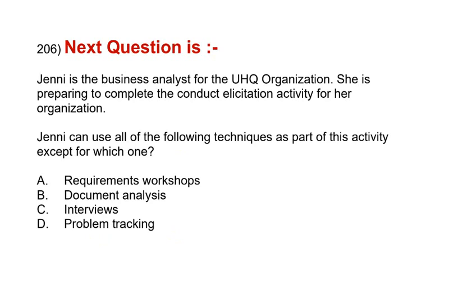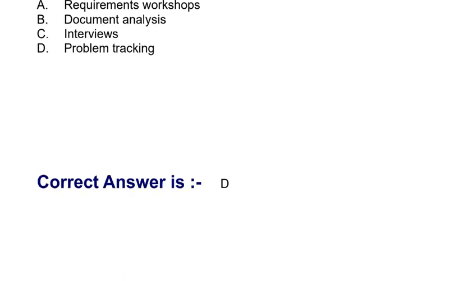Question is, Jenny is the business analyst for the UHQ organization. She is preparing to complete the conduct elicitation activity for her organization. Jenny can use all of the following techniques as part of this activity except for which one? Option A, requirements workshops. Option B, document analysis. Option C, interviews. Option D, problem tracking. Correct answer is option D.